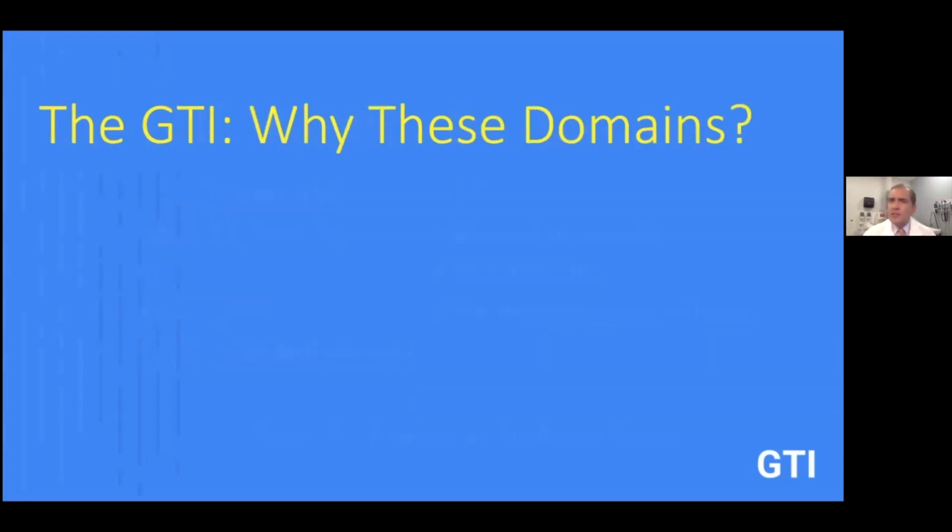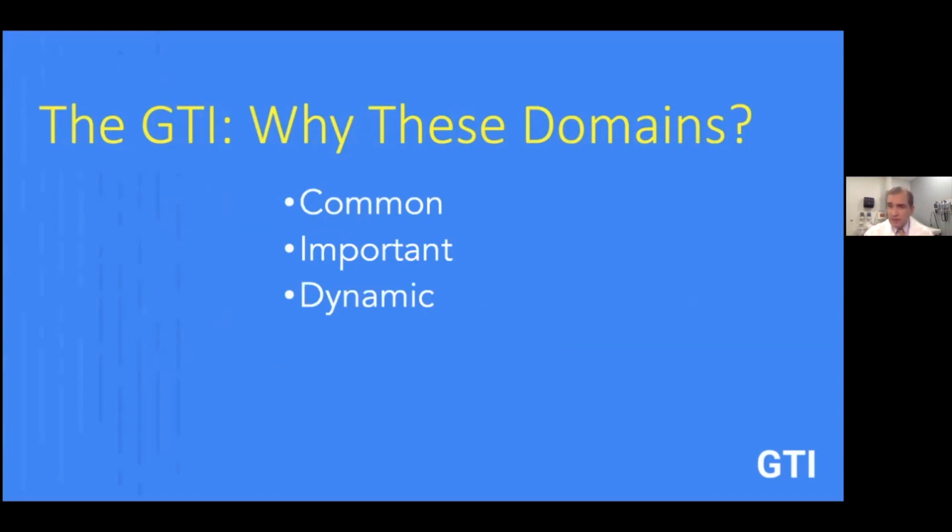So why were these domains chosen? Well, really three simple reasons. First, they are common. These are not rare clinical problems caused by steroids. These are very common adverse effects associated with these medications. Second, they are important. They are not trivial adverse effects. They have a big impact on patients, and providers care about them also. And finally, they're dynamic. In a clinical trial, you don't want to be measuring something that's not going to change. So these domains were chosen because they will change.